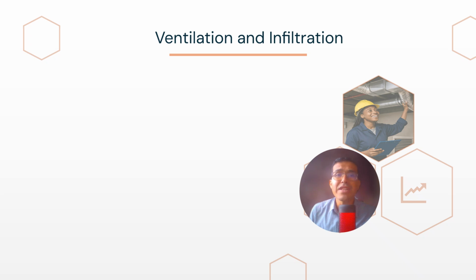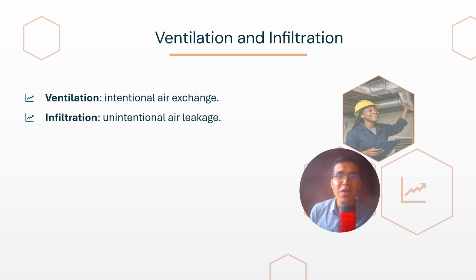Ventilation and infiltration bring outdoor air into the building. This air often needs to be heated or cooled, depending on its temperature and humidity. This introduces both sensible and latent loads. Ventilation refers to the intentional introduction of outdoor air, typically controlled through ducts and mechanical systems. Infiltration, on the other hand, is unintentional and occurs through leaks in windows, doors, and openings.